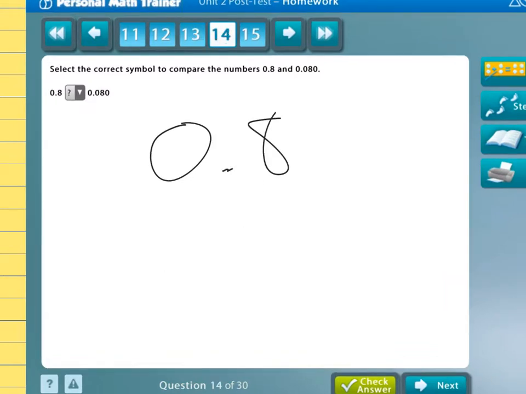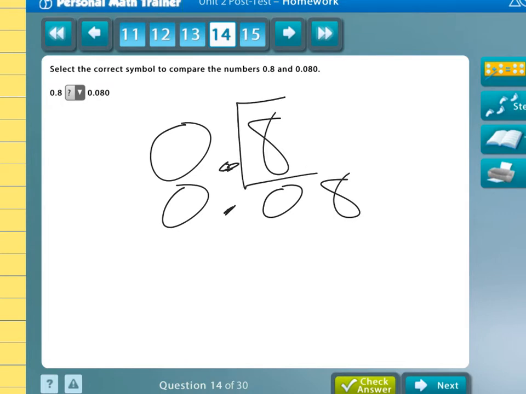So again, comparing these numbers, the way that I just write them out, I line up the dots and write the numbers. And you can see that this is 8/10 and this is 8/100, so 8/10 is greater than 8/100. Again, your answer is greater than.